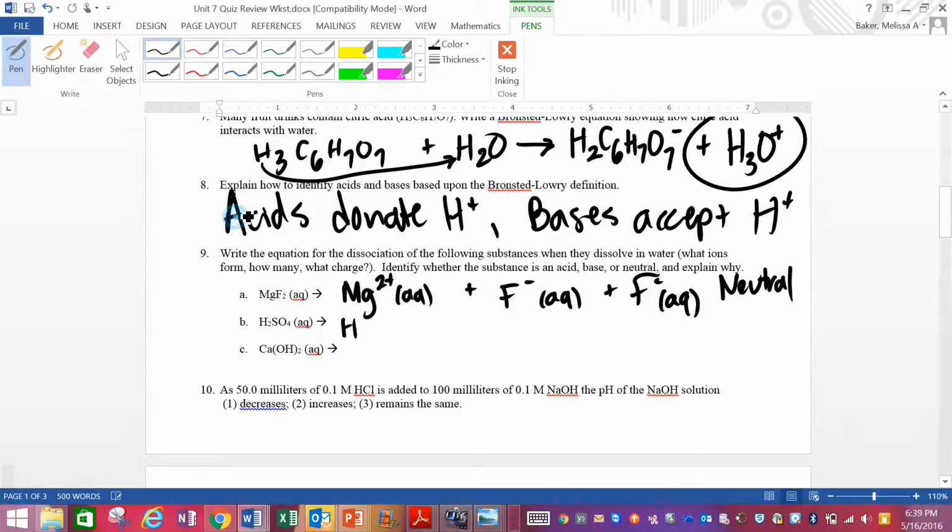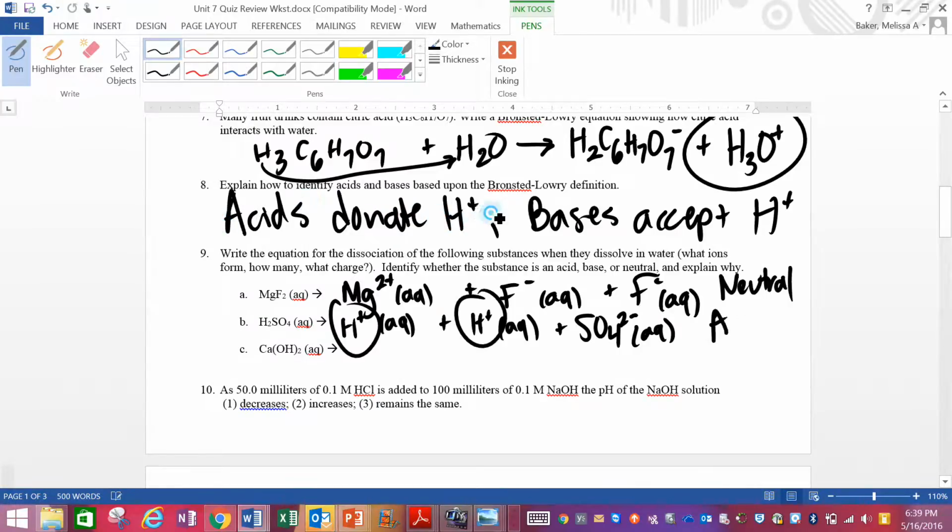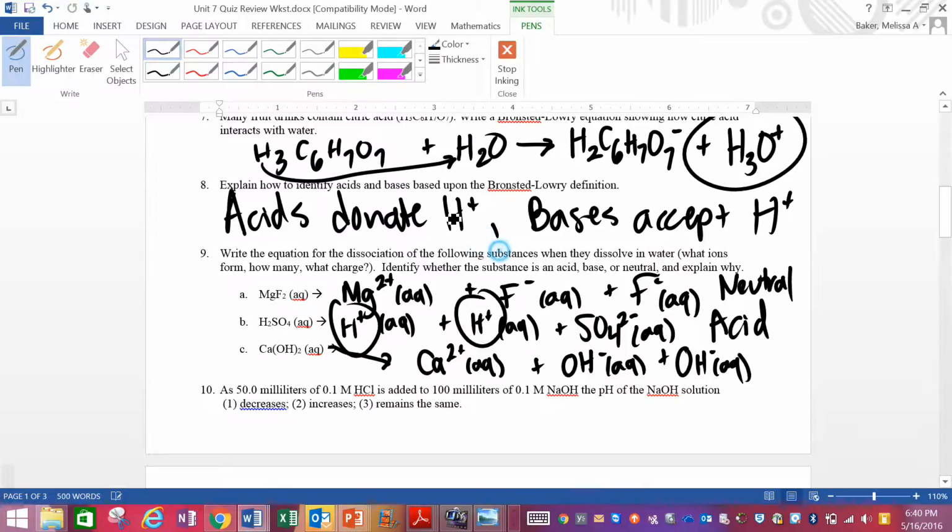How about H2SO4 though? This is going to donate its hydrogen ions to the solution, and you're going to have that sulfate anion. Since I see H pluses, that should scream to you that this is an acidic solution. And the last one, we've got an ionic base, so it's going to dissociate into its ions, Ca2+ and 2 hydroxide ions. So those hydroxide ions should scream base to you.